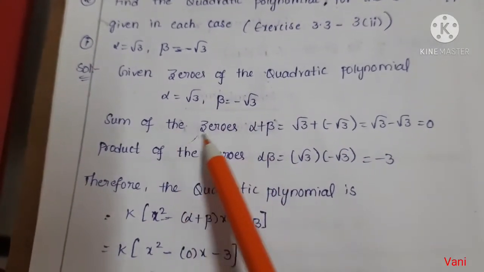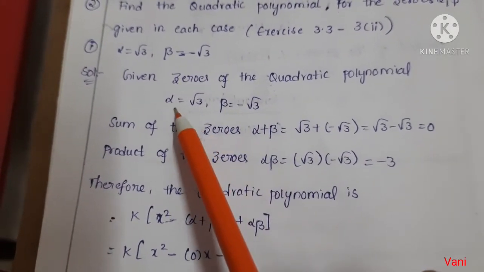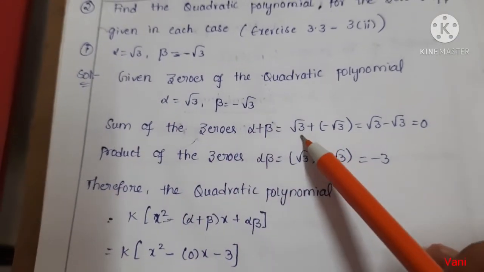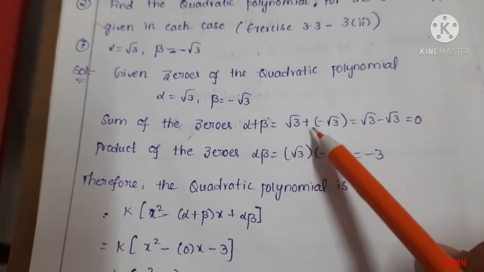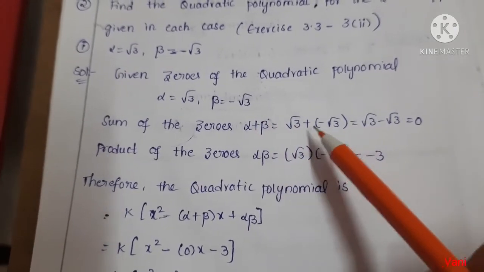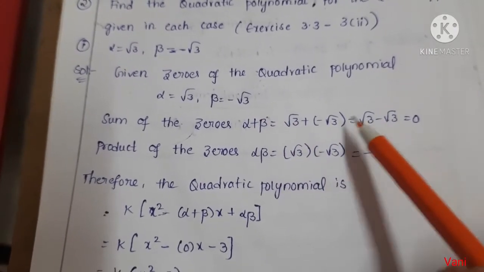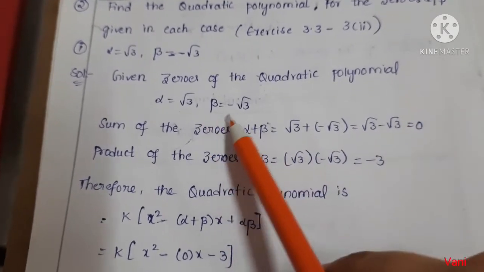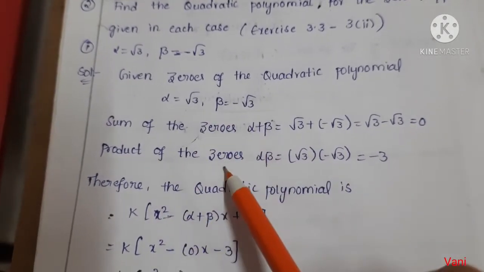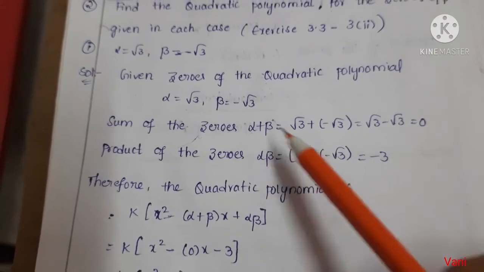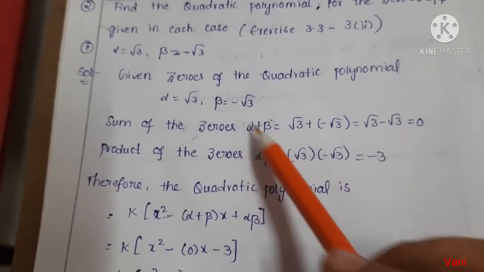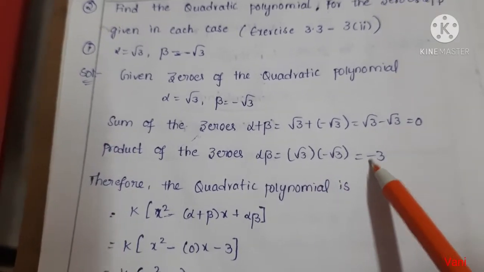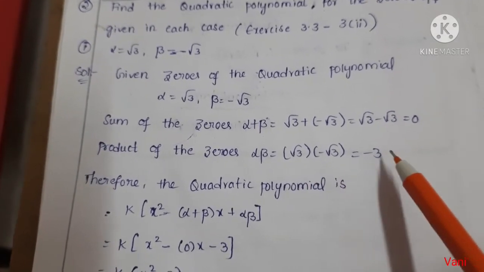First find the sum of zeros. Sum of zeros means alpha plus beta. Add the alpha and beta values. Alpha value is root 3, plus beta value is minus root 3. Plus into minus is minus. Root 3 minus root 3 gives 0. Next, find the product of the zeros. Product of zeros is alpha into beta. Alpha value is root 3, beta value is minus root 3. So plus into minus gives minus, root 3 into root 3 is 3.